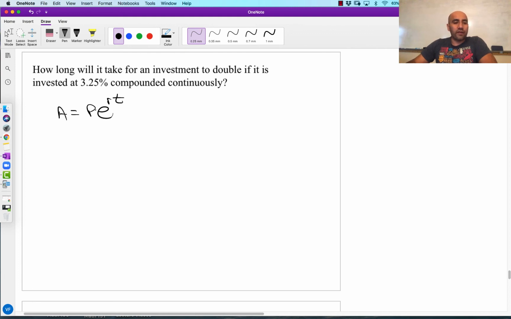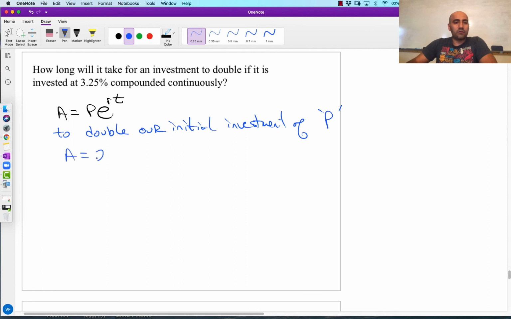So if we're going to double our investment, that means that at the end of the time period, whatever it is, our account balance would be twice as big as P. So to double our initial investment of capital P, then A should be equal to twice P. We've doubled it. Note that this is not this. That's a very common mistake. P to the power of 2 is very different than twice P. Doubling is twice P, not P squared.